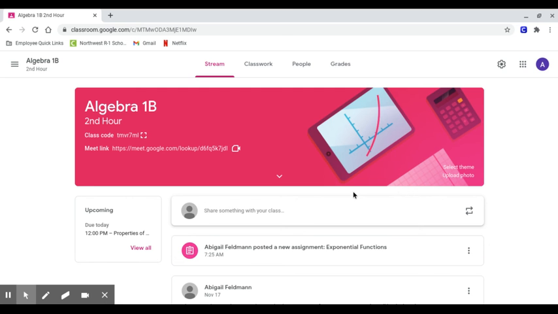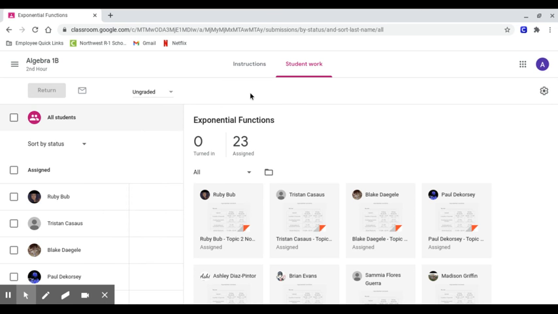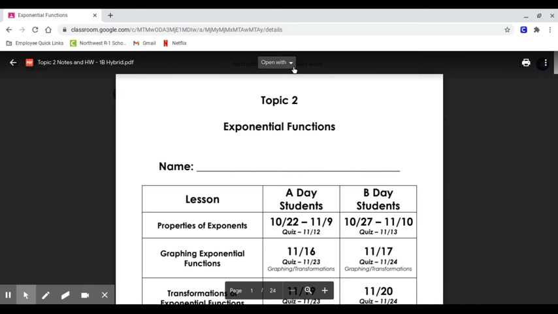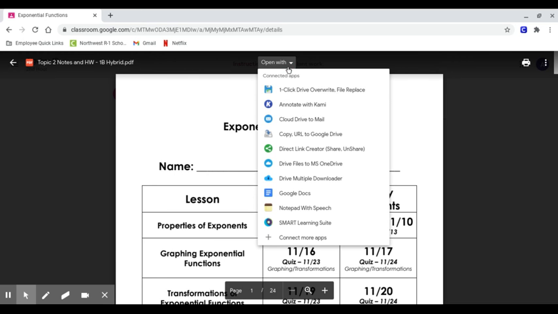Okay, so when you get to Google Classroom, just click on the most recent assignment here, and you should see a PDF. It might be in the top right corner for you, but click on that, and then at the top where it says Open With, you're going to eventually click on Annotate with Kami.